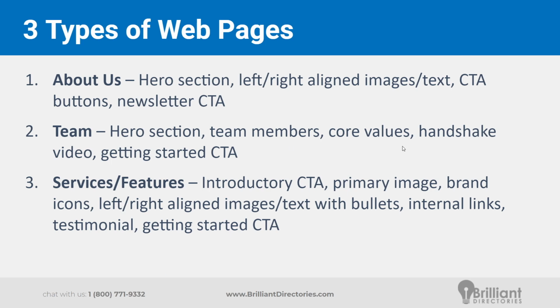Yeah, so here we start with an introductory CTA. This page doesn't have a hero section. Below that call to action is one large primary image. Then we include some brand icons, then a left and right aligned image with text. Again, this is alternating down the web page, but we have a little bit of a variation with this. Instead of just being standard text, we also include a couple bullets with each section. Then we have a couple internal links linking to some additional pages on our website. Below that, we have a testimonial. And then again, finalizing the page, we have a getting started call to action.